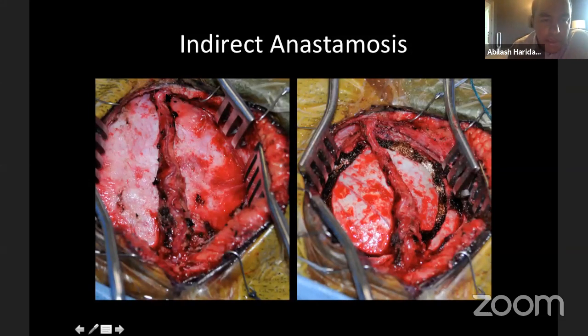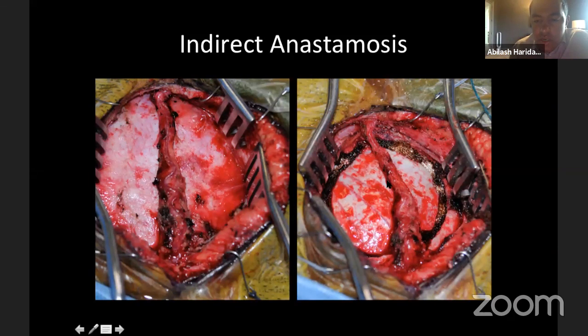This is a demonstration of indirect bypass, where we make a temporal craniotomy and we just find the STA, we leave it in continuity, and we directly place it. This is the dura open. You can see the middle meningeal artery branches on the dural surface. This is just some Surgicel. Again, you want a nice clean field.